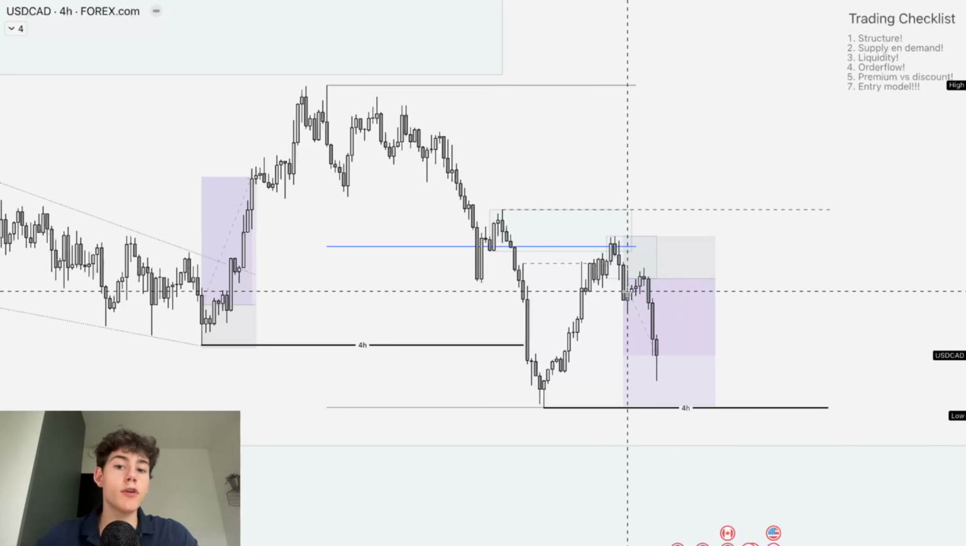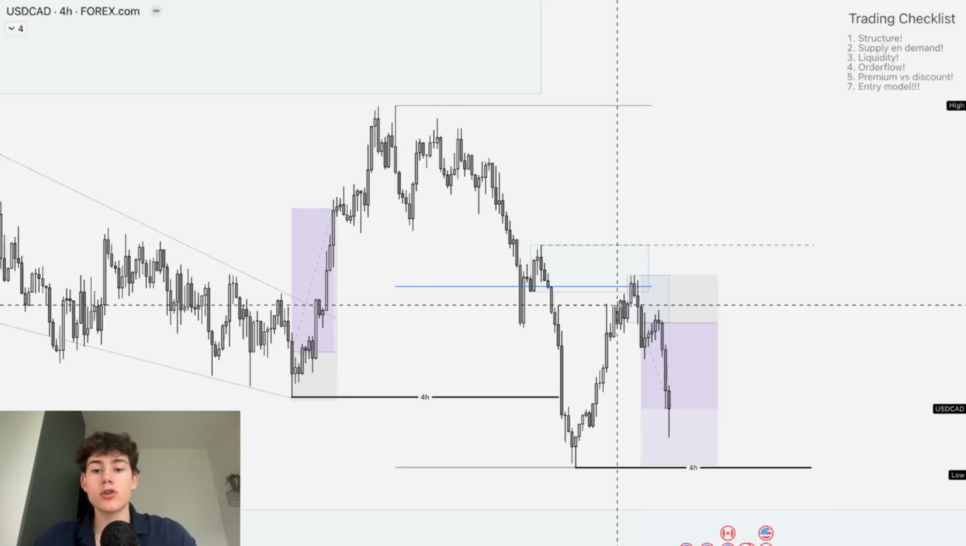Going over to the 4 hour, we were 4 hour bearish. We returned up towards this liquidity and this supply, but was the order flow already bearish? Not yet. Why not? Well, because we just had a supply zone. And what is order flow? A chain of supply or demand zones.